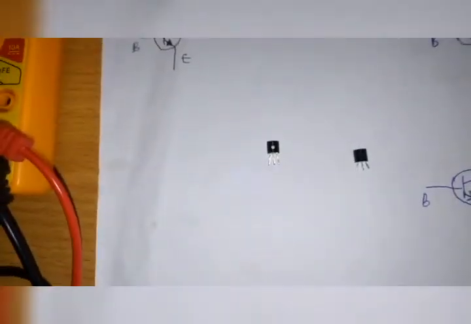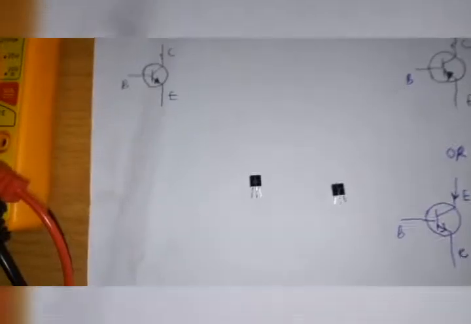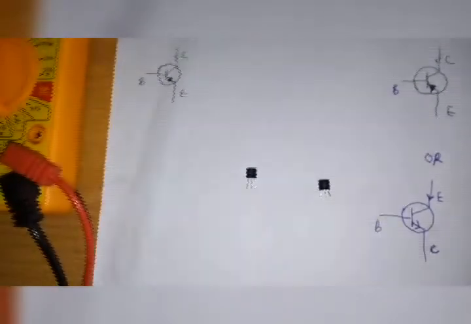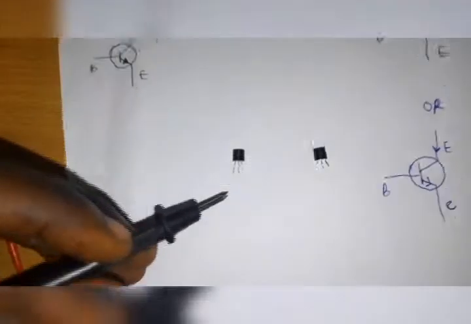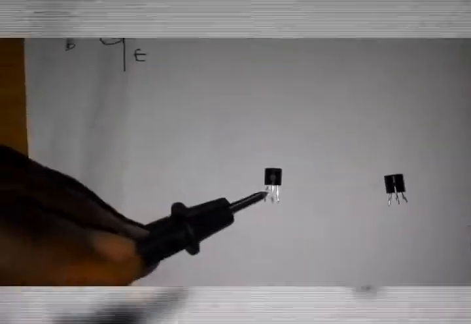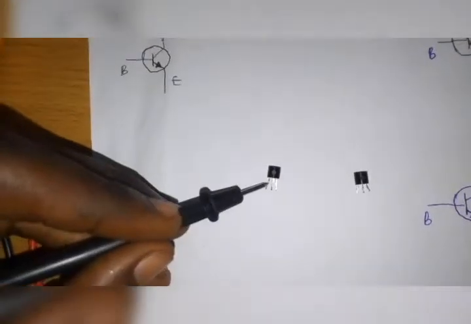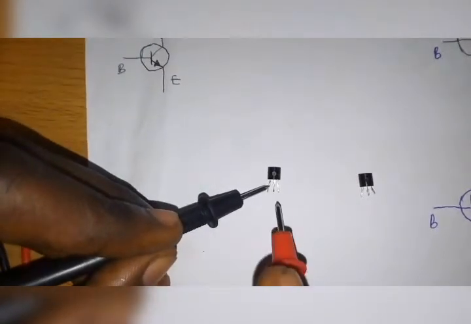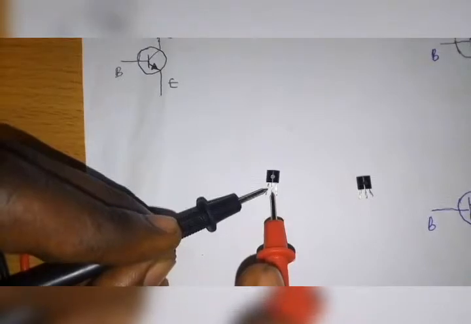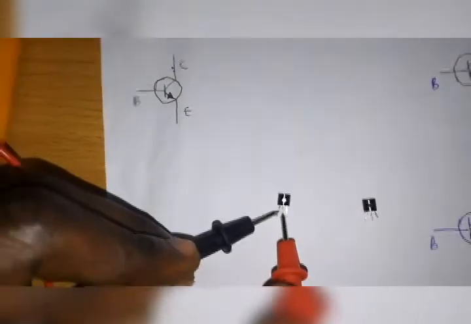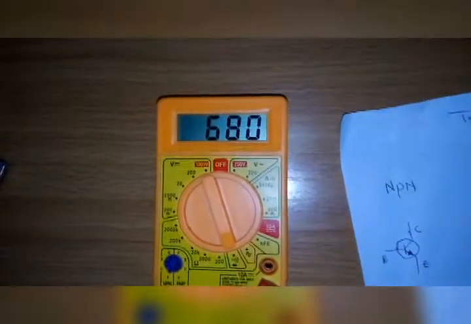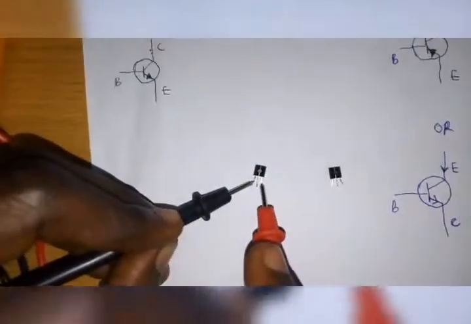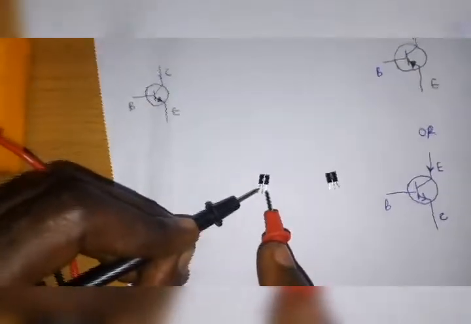So I want to prove what I've just told you on testing a transistor to know if it is good or bad. So let me put my negative probe at the first leg. As you can see, now I'm going to take the positive probe to the second leg. Fine. Looking at the multimeter, you can see a high resistance.